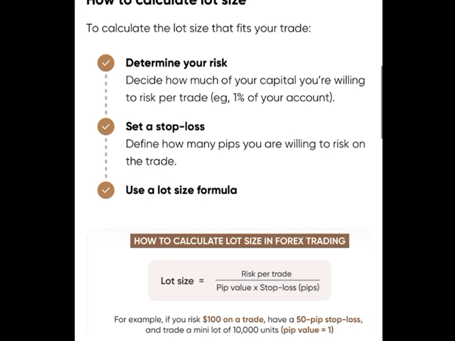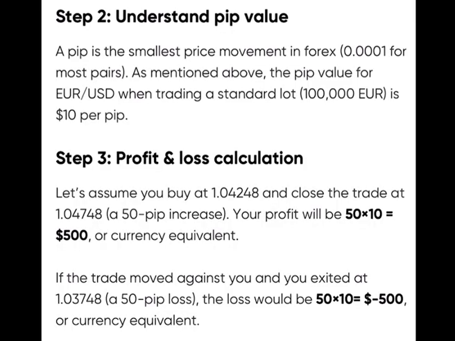This trade should close automatically, and you use a lot size formula. This is the formula below, right, that you can see. So step 2, you should understand a pip value.